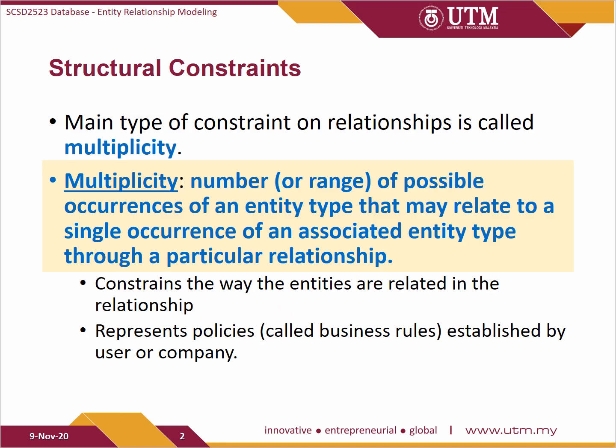Okay, the main type of constraint on relationships is called multiplicity, or sometimes we call it cardinality and modality. Multiplicity is the number or range of possible occurrences of an entity type that may relate to a single occurrence of an associated entity type through a particular relationship. So it represents policies or core business rules established by the user or company.